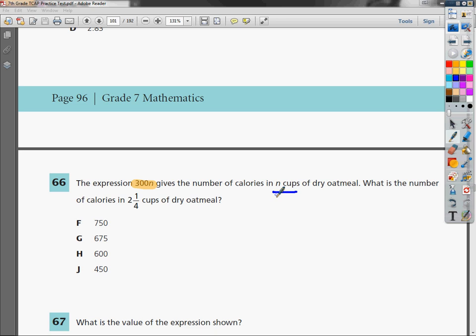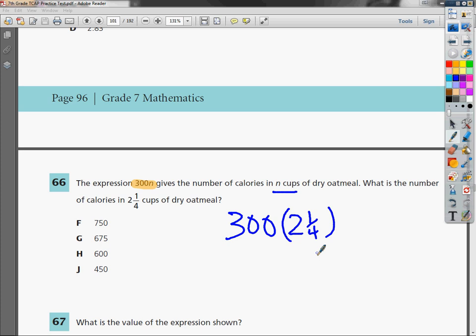So if they give me an expression, I'm going to rewrite it. And they tell me that n is cups, so I'm going to put a parenthesis where the n used to be. All I'm going to do is plug in the value they give me, because it's just a substitution question. They want to know, in this one situation, what could it be? The variable there could be as many cups of dry oatmeal as you could stomach, I guess, and then you could figure out the calories.